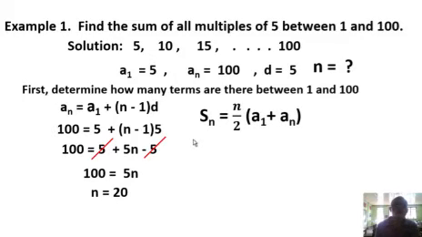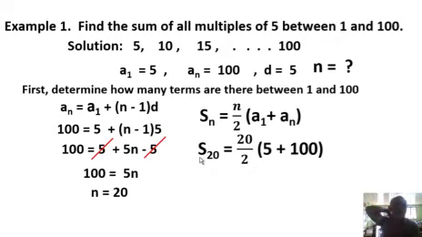And the sum of this multiples of 5 is number of terms 20. There are 20 terms which are multiples of 5 over 2. The first term is 5. The last term is 100. Simplify. So the sum of the arithmetic series is 420.